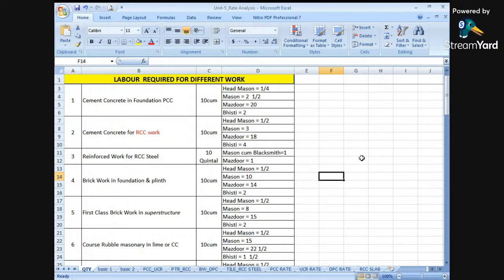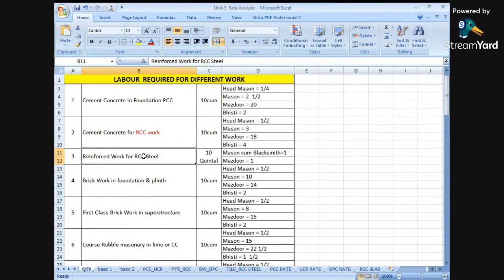Here in this case, because we are carrying out the RCC work, head mason is 1 by 2 instead of 1 by 4. Mason, somewhat 2.5, has been increased to 3. Mazdoor, we have decreased from 20 to 18, and Bisti we have taken as 4.